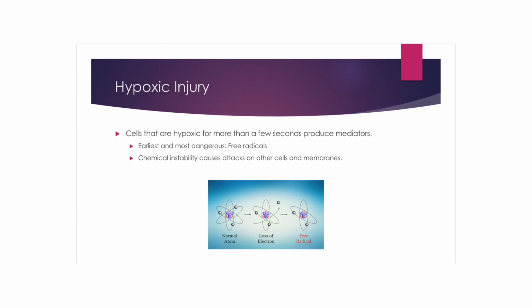Chemical instability causes attacks on other cells and membranes, and that happens from those free radicals that exist from hypoxic injury. So that patient has hypoxic injury to a cell, and then the free radicals that come off of that hypoxic injury, or are a result of that hypoxic injury, can then cause even more damage by attacking other cells and membranes.